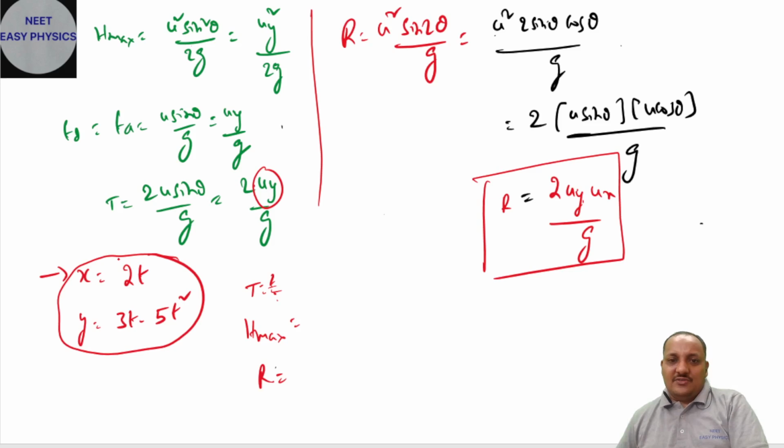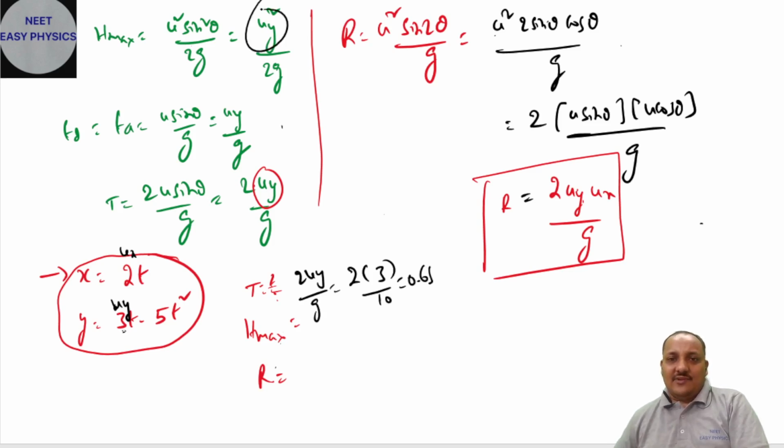Now what is uy in this? This is ux, this is uy. Therefore uy is 3. Total time is 2uy by g. 2 into what is uy? Uy is 3 by 10. So 0.6 seconds.